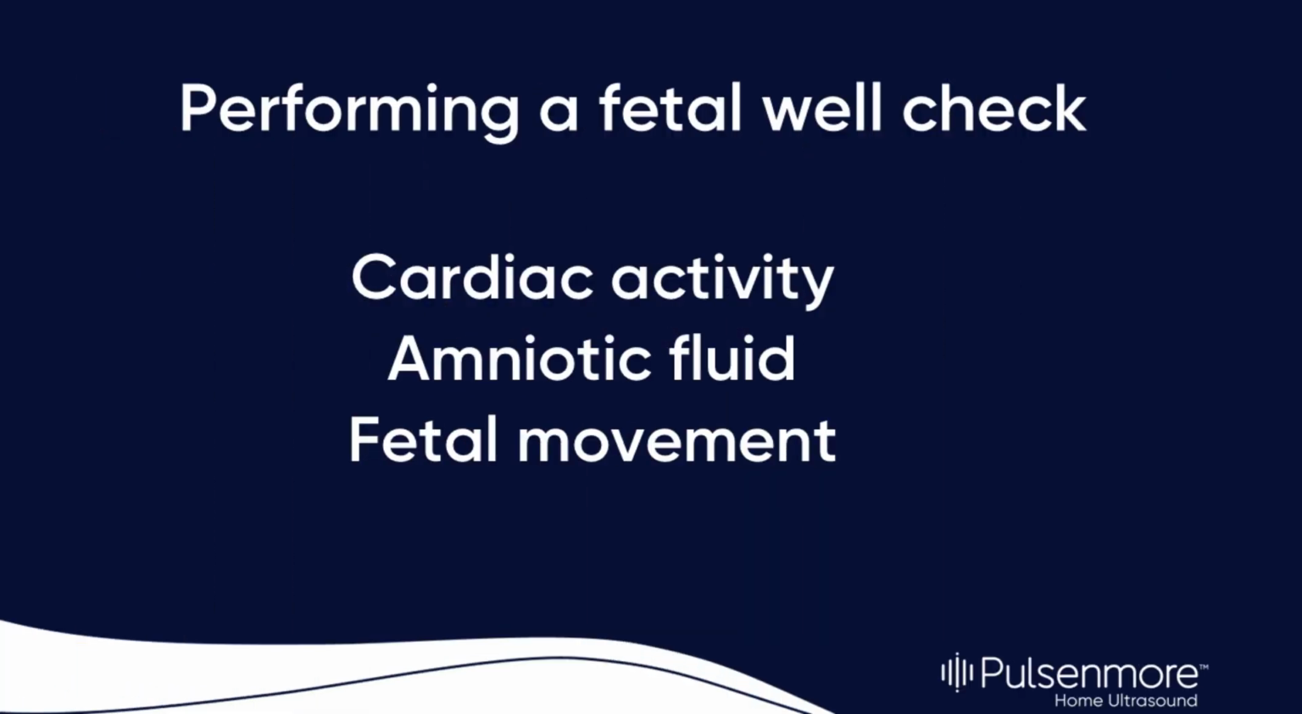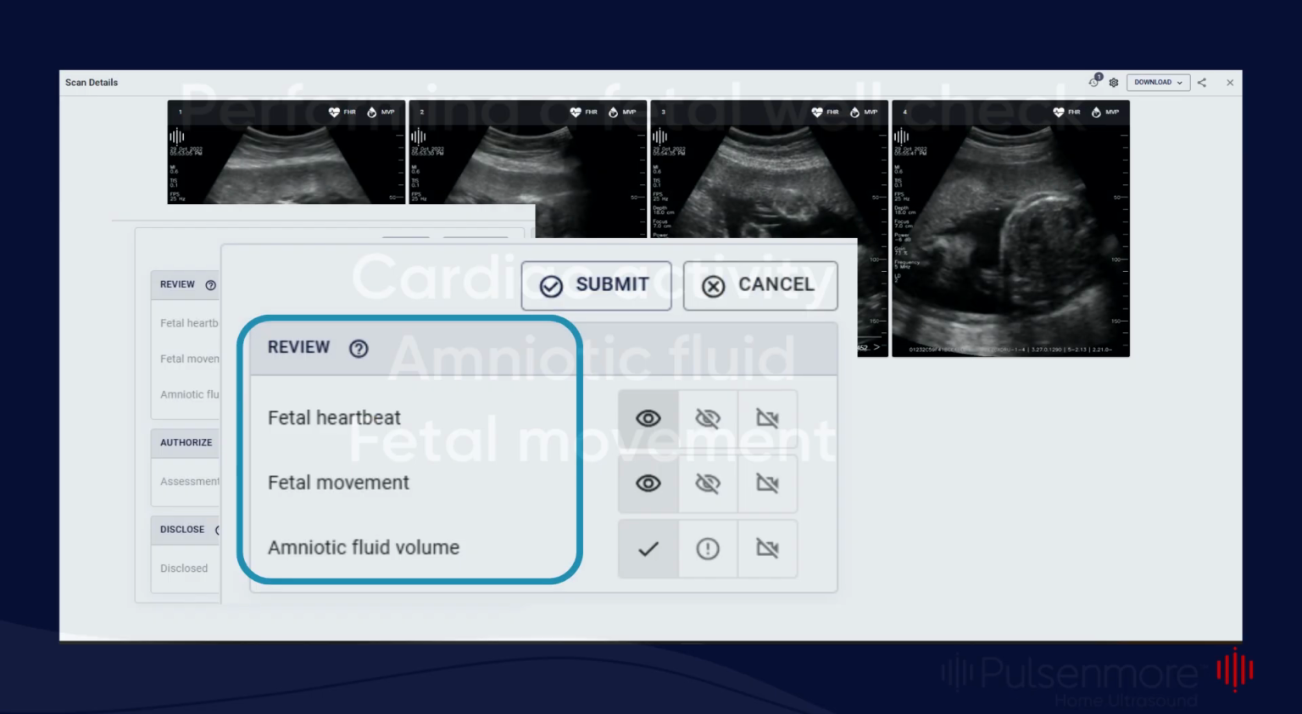Fetal well-being check includes 3 key observations. Fetal cardiac activity: confirm that a heartbeat is visible, even briefly. Amniotic fluid level: assess whether the fluid appears normal or abnormal. Keep in mind that scans are acquired by lay users, so probe positioning may vary. Fetal movement: look for movement of the fetal body or limbs.